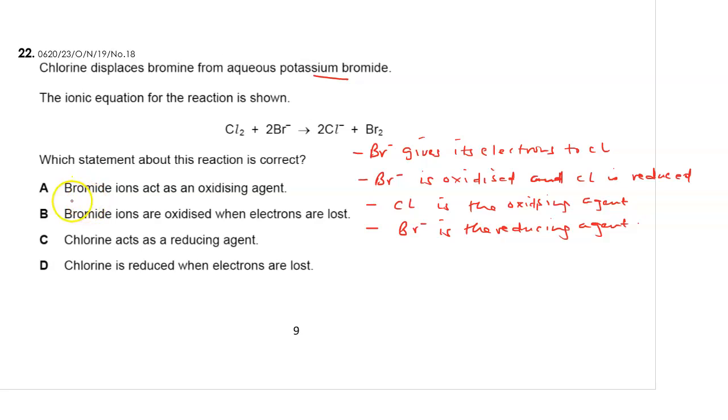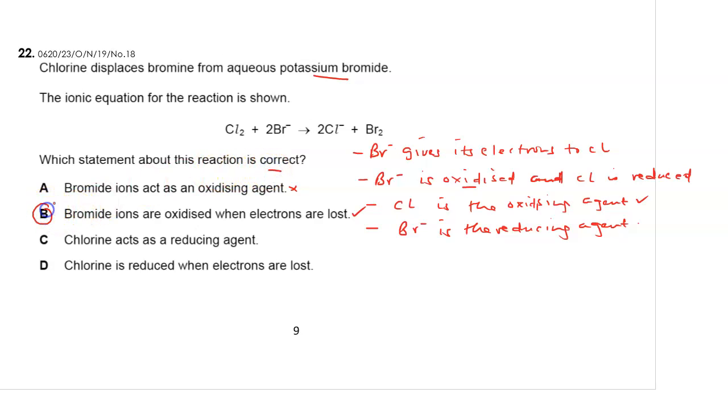So let's look at the choices. Bromide ion acts as an oxidizing agent. That is not correct, because we have said the oxidizing agent is chlorine. Bromide ions are oxidized. We have said already that bromide ions are oxidized when electrons are lost. Therefore, this is correct. So which statement is correct? So I'll go for B.